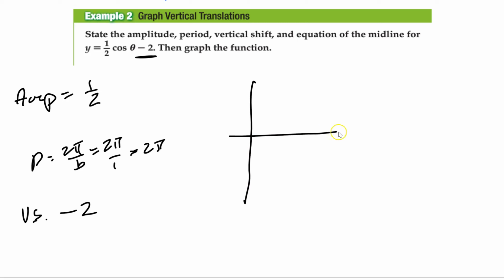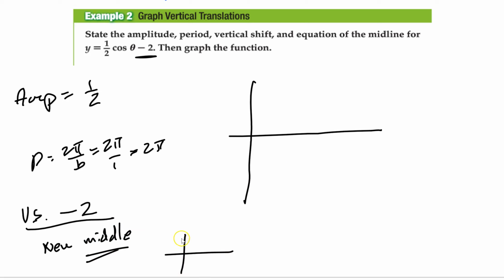So fairly similar to a phase shift, how you move left and right. In this case, what this vertical shift is, it's your new middle. Or as your book calls it, new midline. It's not the middle. So when we're graphing a cosine graph, that's the middle. That's our new thing here. So -2, go down there. This is your new middle.